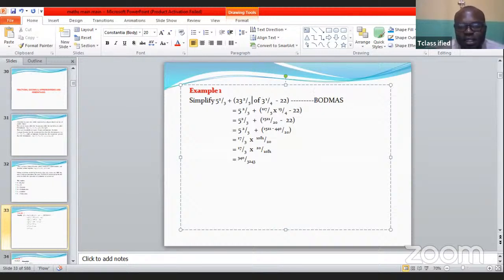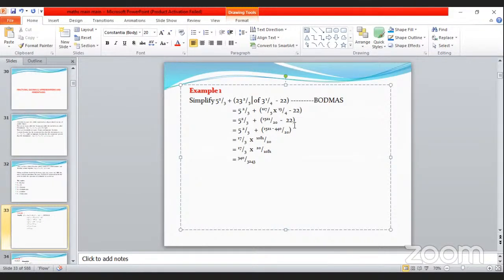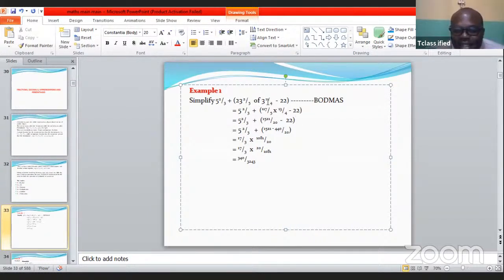There's no plus here. It's off. So which one do we solve first? Of the one of 23 number 2 over 5 of 3 number 1 over 4. Good. So we'll look at the two fractions that are related by off. That's the next thing, because that's the next thing after BODMAS B. So now it's these two that we have to sort out first. So that's why we started solving them first.